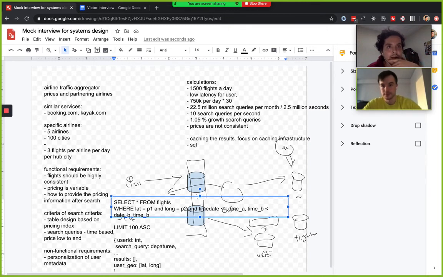Okay, I see the issue you're talking about. So maybe instead of the user geo, it would actually be route geo. So like we're talking about a popular route.